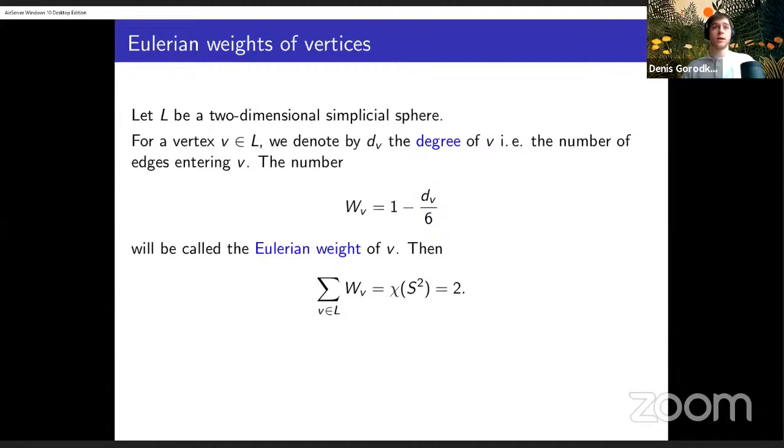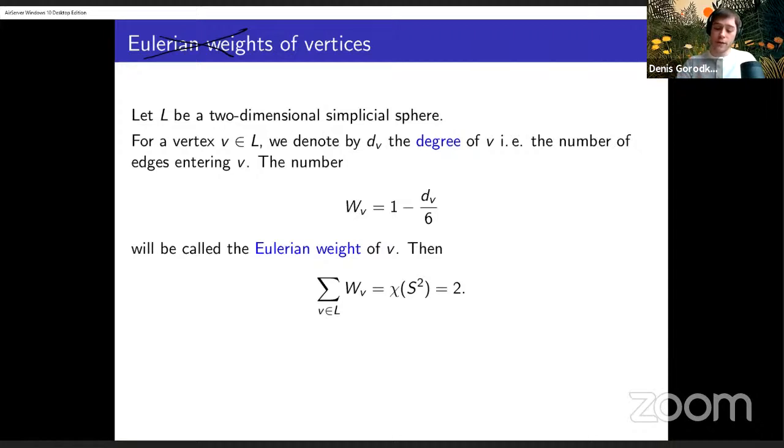First of all, let me define the... I am very sorry, this is a bit of an older notation. I have forgotten to change it here. So whenever you see Eulerian weights, please consider this to be combinatorial curvature for the moment. I'm sorry about this. Those are two more or less equivalently intuitive names for this function, but let's call it combinatorial curvature for this talk.